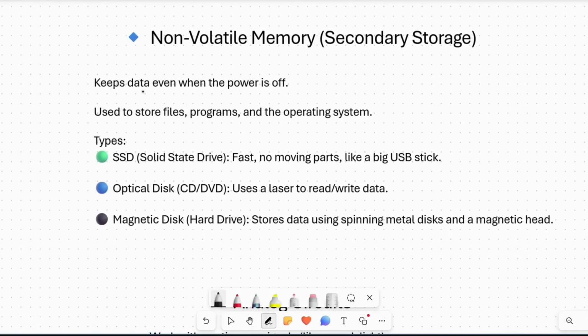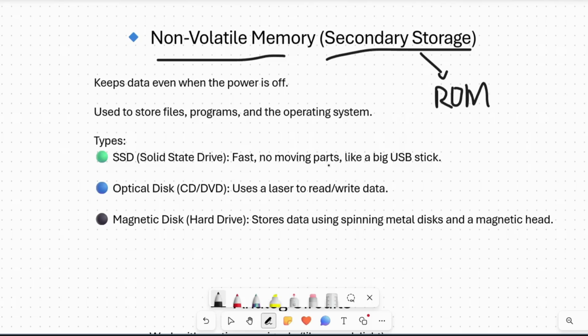Now let's talk about non-volatile memory, secondary memory, which we can also call ROM, which can store data permanently. It keeps data even when the power is off. It is used to store files, programs, and the operating system. SSD: fast, no moving parts, like a big USB stick.